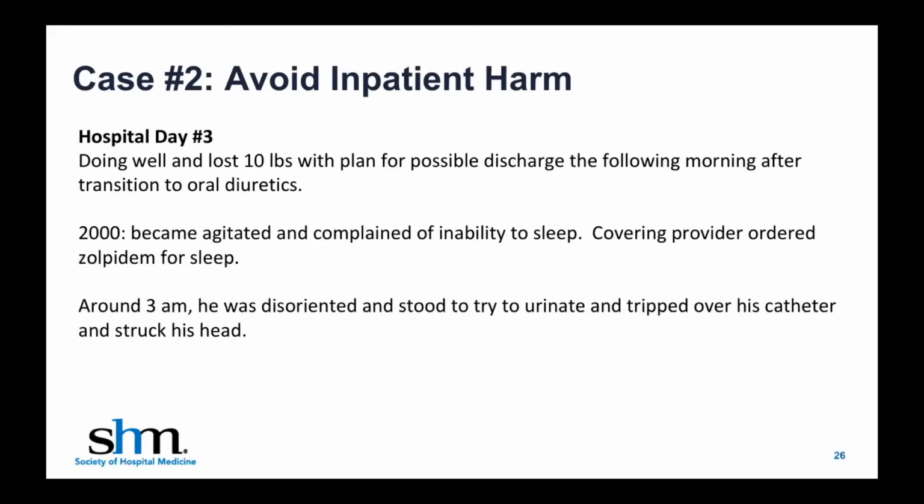On hospital day 3, he's actually been doing quite well. He's lost 10 pounds, and there's been a plan for possible discharge the following morning after transitioning to oral diuretics. Around 8 p.m., he's been agitated, complained of a lack of ability to sleep, and so your cross-covering provider ordered zolpidem. And then around 3 a.m., he awoke, disoriented, stood to try to urinate, tripped over his catheter, and then he struck his head on the telemetry monitor.